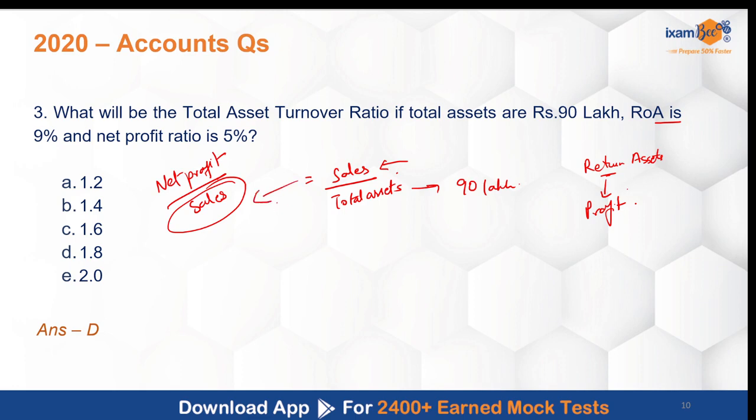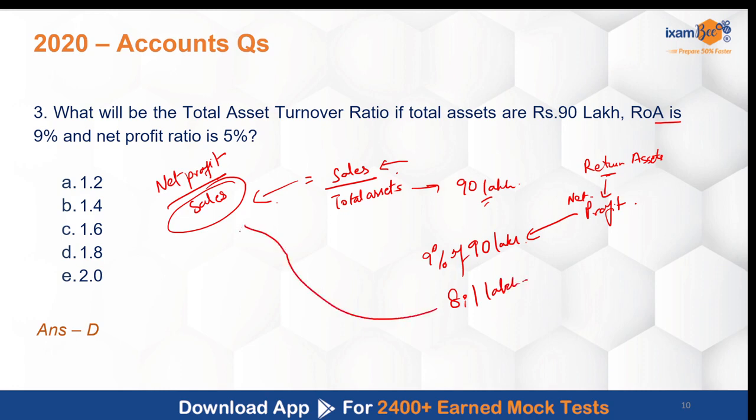So return on assets, I already know my 90 lakh is my assets and the return is 9%. So very easily I know what my net profit is. My net profit is 9% of 90 lakh, which is 8.1 lakh. Now I know my net profit, and I know what that percentage is. So 5% is equal to my 8.1 lakh divided by sales. As such I can find my sales from this formula, which will be approximately 162 lakh.